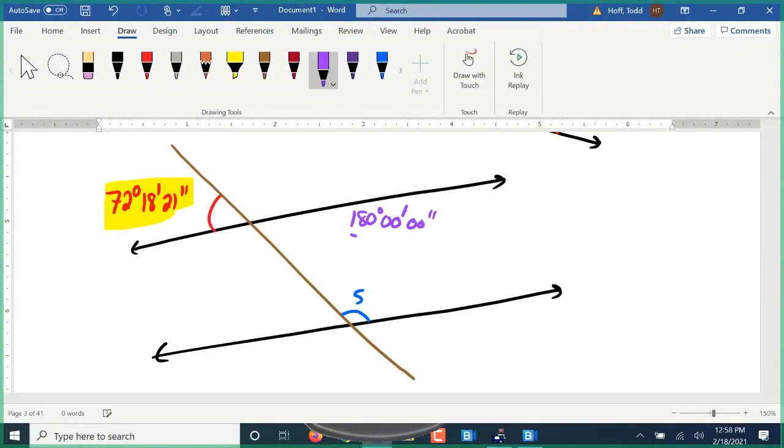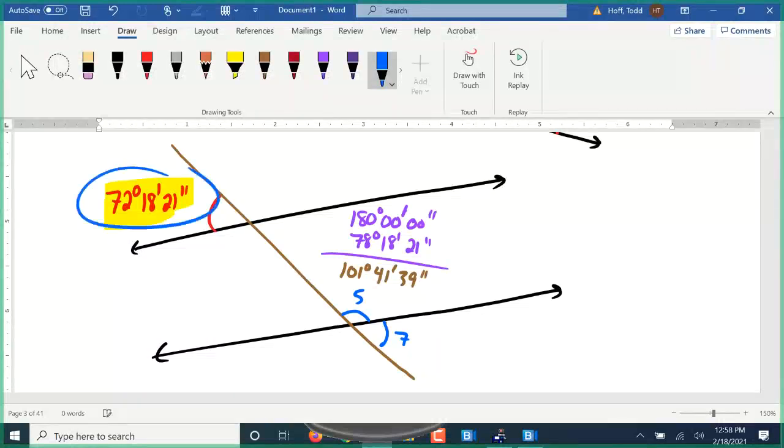So we do that calculation to subtract: 180 minus 72 degrees, 18 minutes, 21 seconds is 107 degrees, 41 minutes, and 39 seconds. That angle. If I asked you for angle 7 down here, that one, of course, has to be equal. So that's going to be just 72 degrees, 18 minutes, and 21 seconds.